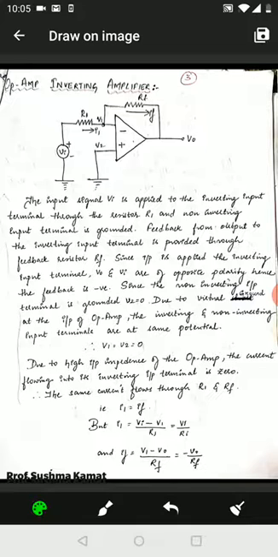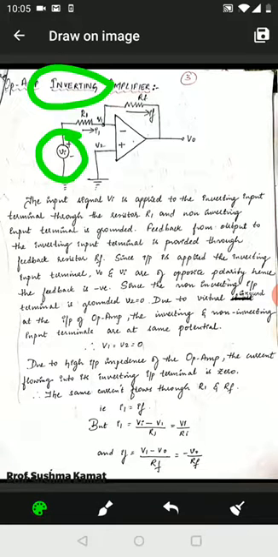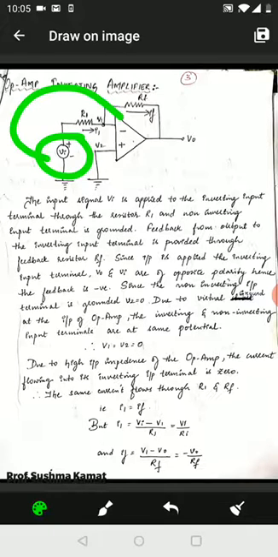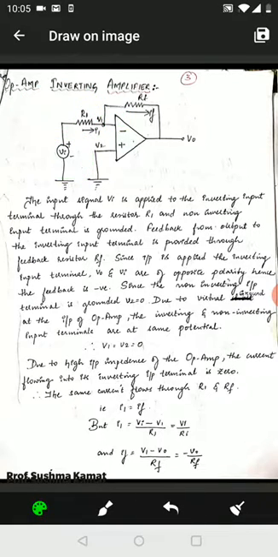Now, as the name itself suggests, in an inverting amplifier the input is given to the inverting terminal. So as input is given to the inverting terminal, we call it an inverting amplifier. This Vi happens to be the input. It is given to the inverting terminal via a resistance R1. As input is given via R1, we call it the input resistance, across which the current I1 will be flowing, and the next resistance is RF, which is called the feedback resistance.